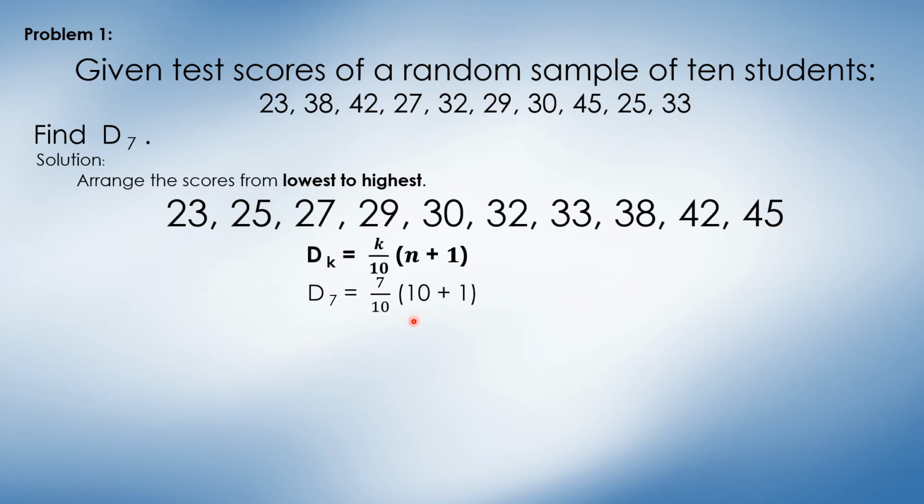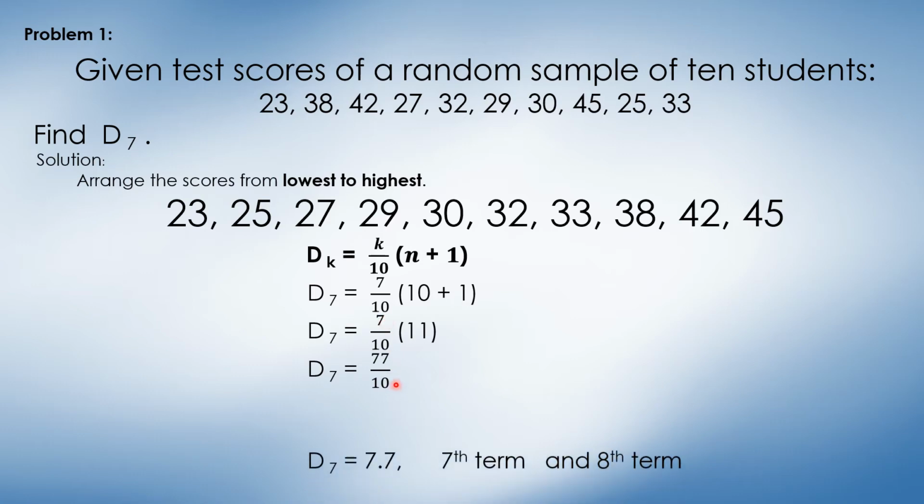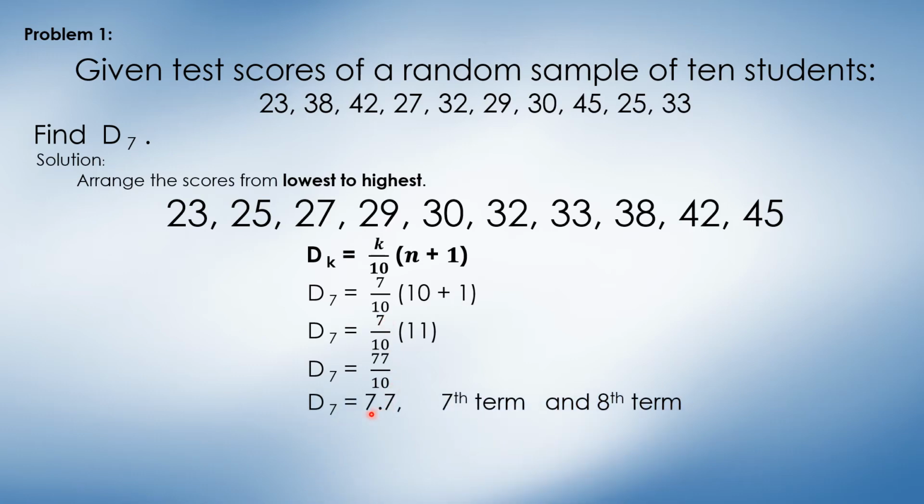So 10 plus 1. Simplify, we have 11. Multiply by 7 over 10. So 11 times 7 is 77 divided by 10. So the 7th decile is equal to 7.7.